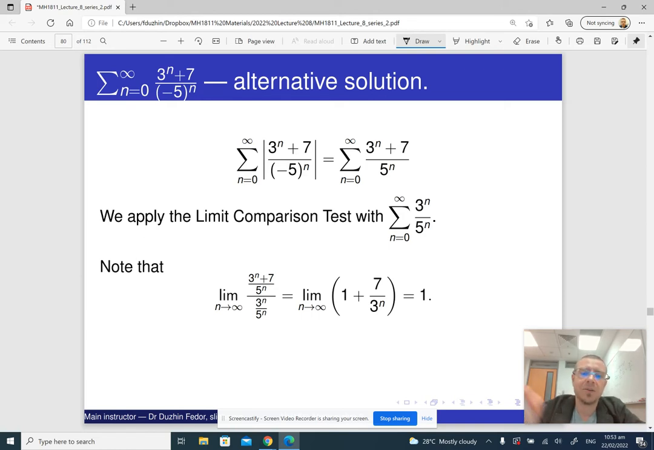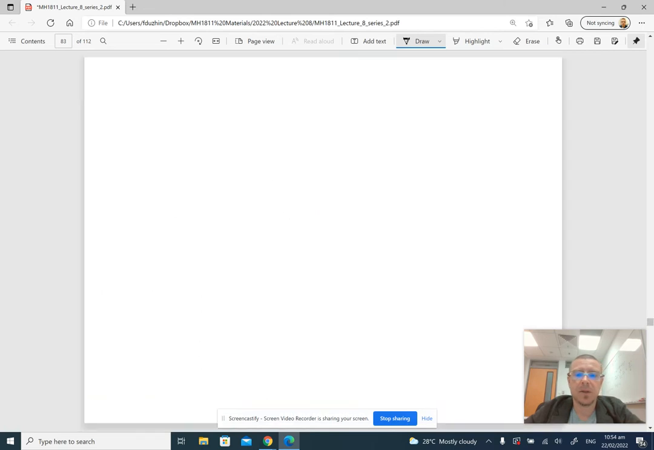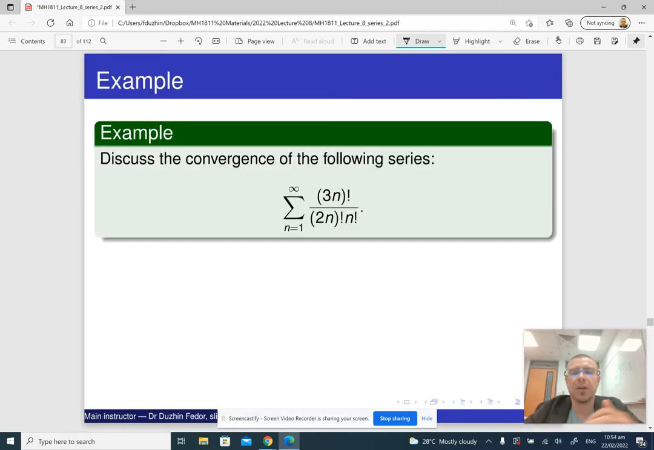So here is yet another solution using the limit comparison test with 3 over 5 to the n. Again, so that's a third approach to do it. So there are multiple ways to do this question. Okay, so I guess it's not the only way, but my purpose was to demonstrate how the ratio test works.